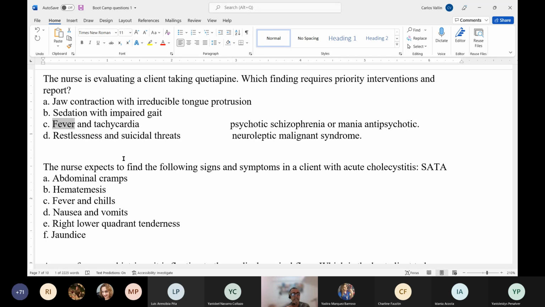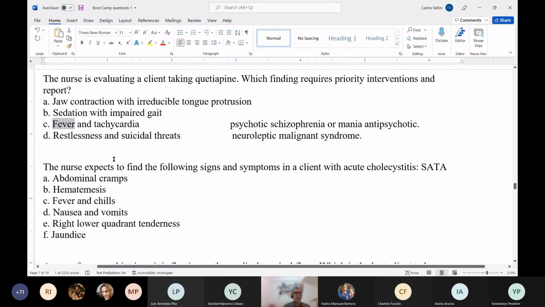What is the purpose of this question? To evaluate if the nurse is aware that a client receiving antipsychotic medication can develop, very rarely, a catastrophic, severe, potentially lethal adverse effect, which is called neuroleptic malignant syndrome. It is characterized mainly by fever, rigidity, hypertension, tachycardia, and altered mental status. It evolves quickly to a lethal condition.